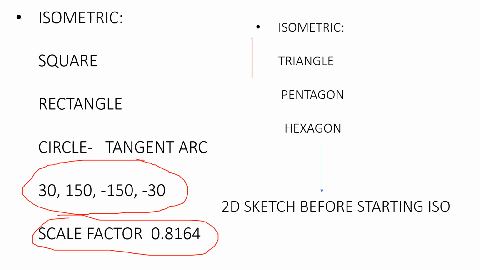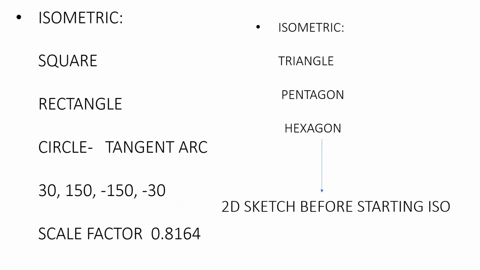So this is what is very important. And one more important thing is, when it comes to circles, we are going to use a tangent arc method. But we need to remember, to draw a circular base, either a cone, or maybe a cylinder, a cylindrical block, or anything, a hemisphere, we need to have a square equal to the diameter. Then we need to construct a circle with respect to the tangent. The rest will be very simple.